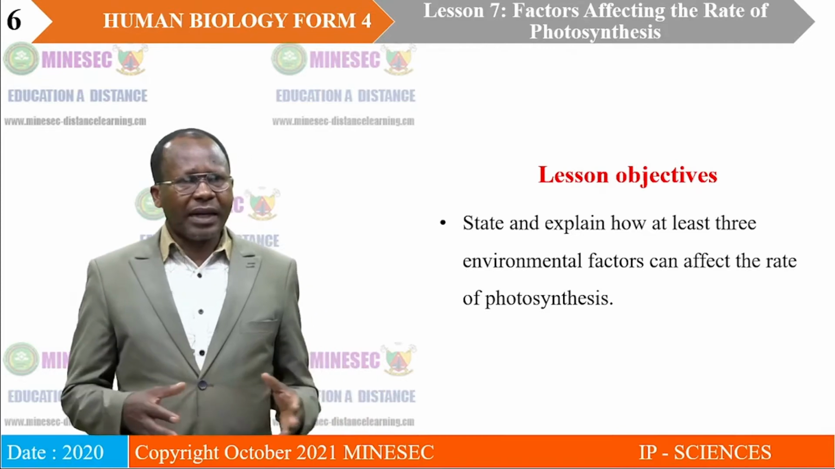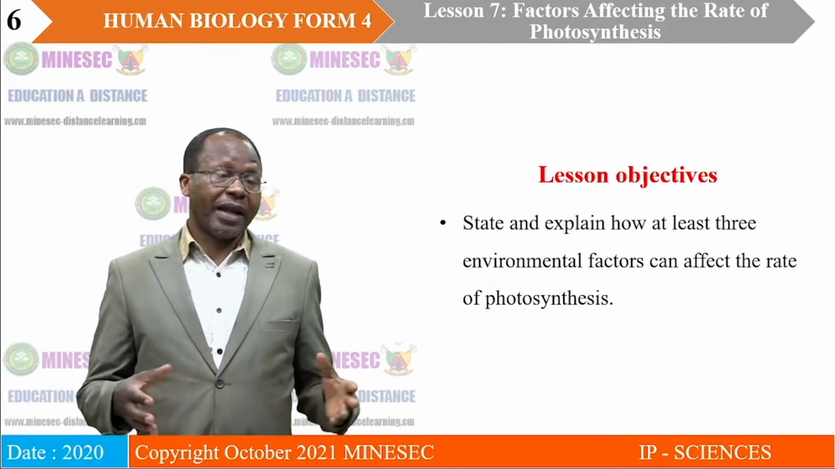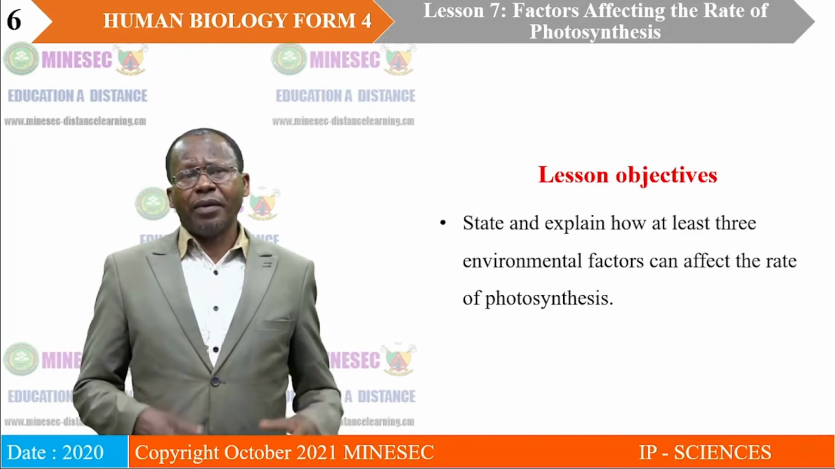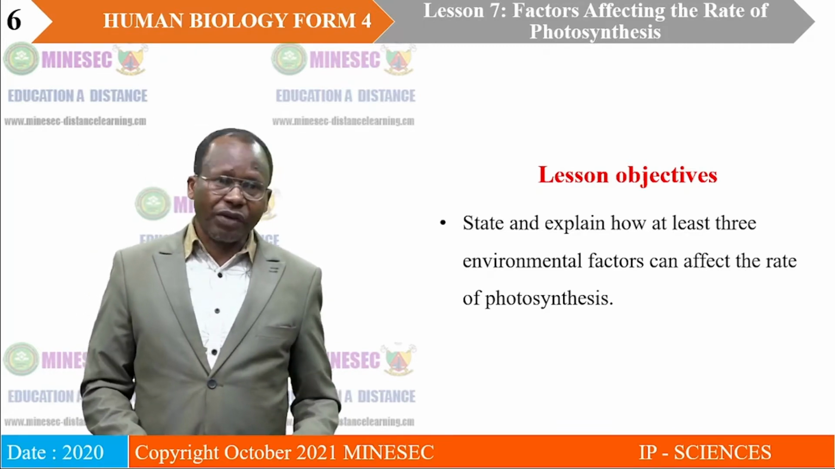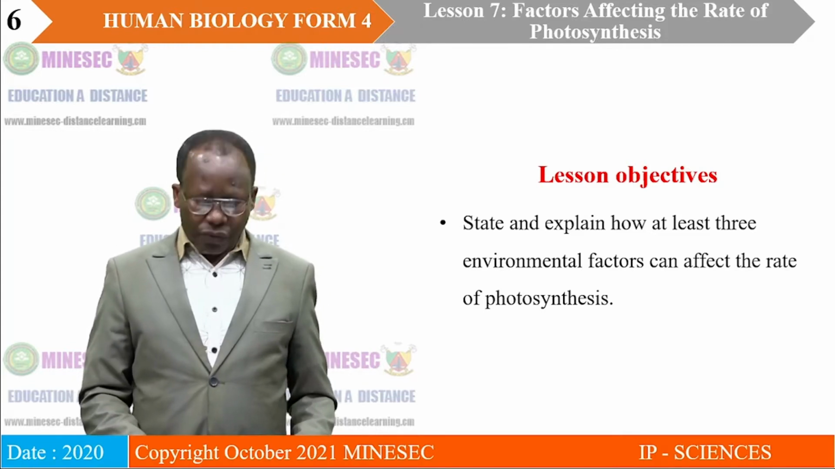What therefore are the lesson objectives for today? By the end of this lesson, learners should be able to state and explain how at least three environmental factors can affect the rate of photosynthesis.